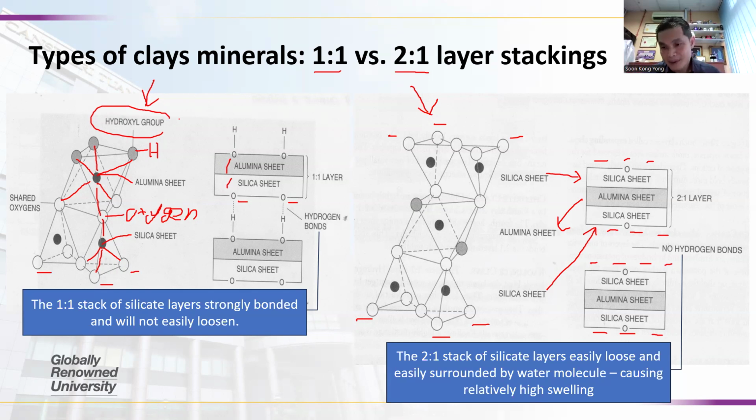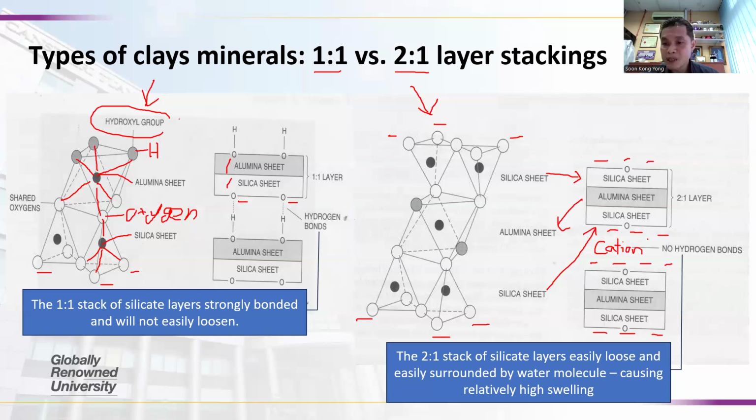And with the lack of hydrogen bond, unlike 1-1 layer, they don't closely stack together. In fact, they are separated. So you must be asking me, then how come the 2-1 clay exists as it is? Now, you should know that actually, in between here, there are cations. In order for these 2-1 clay to come together, there must be cations in between.